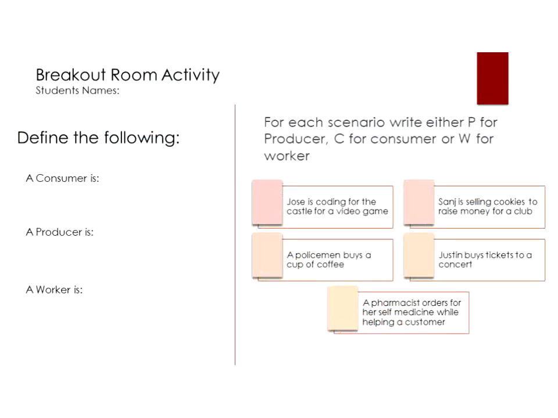Stop drawing, Mr. Bourget, and focus. So this is our breakout room activity for today. You're going to go in and put your names up there, and then you're going to define these three terms here: consumer, producer, worker. And then you're going to put over here on this side the letter that goes in the box.